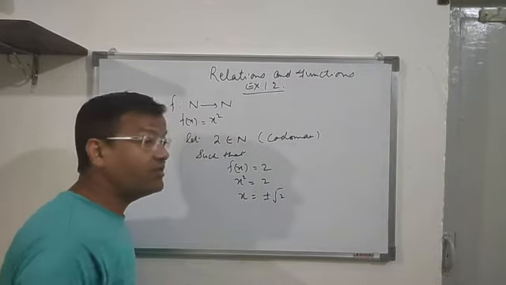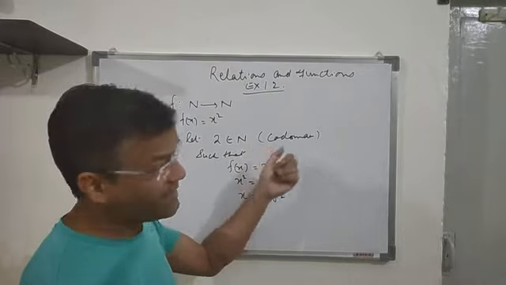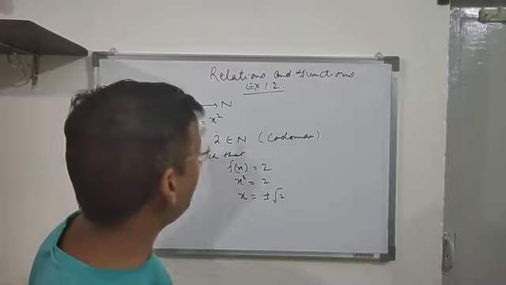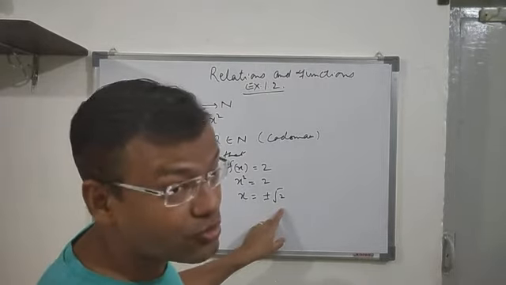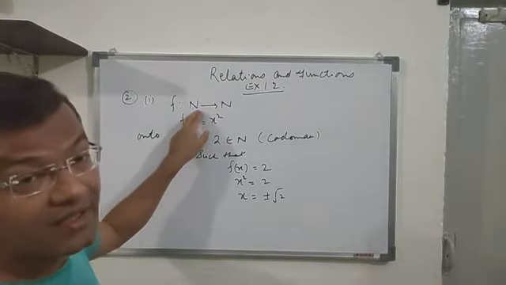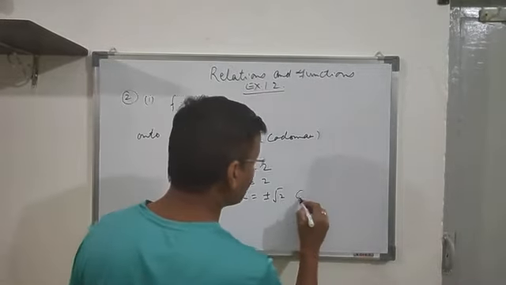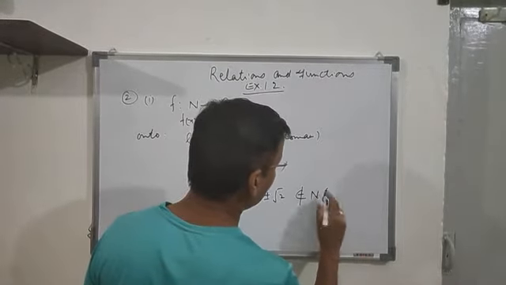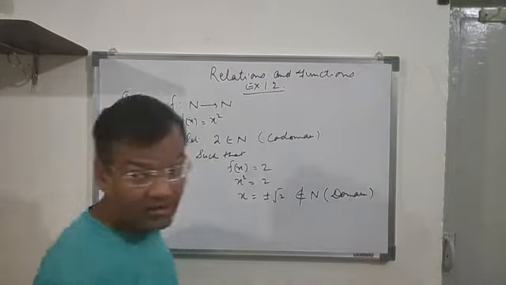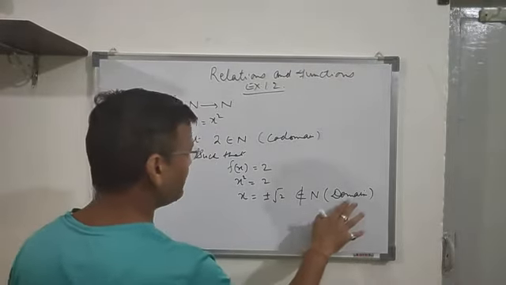Now what we have to check for onto is that for every element in the codomain there has to be an element in the domain. Now if x is an element in the domain and the value of x is coming out to be root 2 or minus root 2, this x does not lie in the domain. Why is it so? Because it is not a natural number. So we will write that this does not belong to N in the domain. Therefore we say that it does not belong to N in the domain.